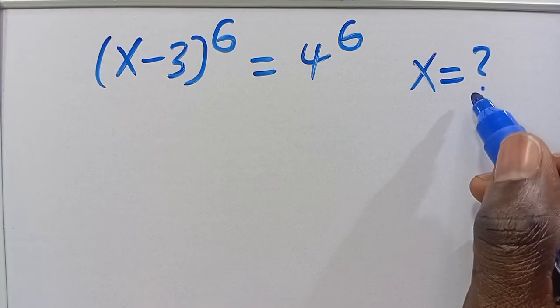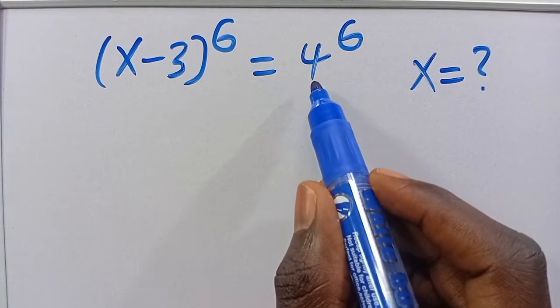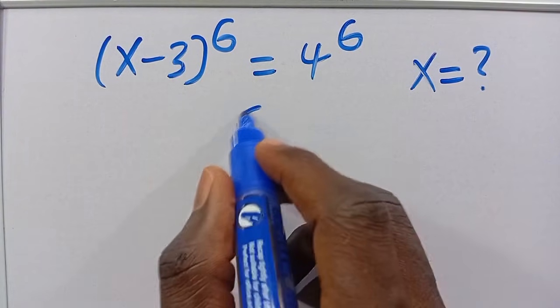Hi, what is the value of x? Given that (x - 3)^6 = 4^6, let's have it solved.